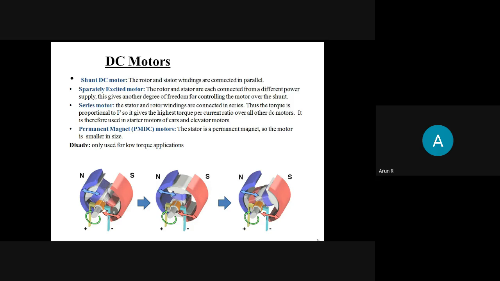In the series motor, the stator and rotor windings are connected in series. Thus, the torque is proportional to I square, where I is the induced current. So it gives the highest torque per current ratio compared to other DC motors. It is therefore used in starter motors of cars or elevator motors, etc. Next is the permanent magnet DC motor. The stator is a permanent magnet, so the motor is smaller in size. The only disadvantage is that it is used for low torque applications only.